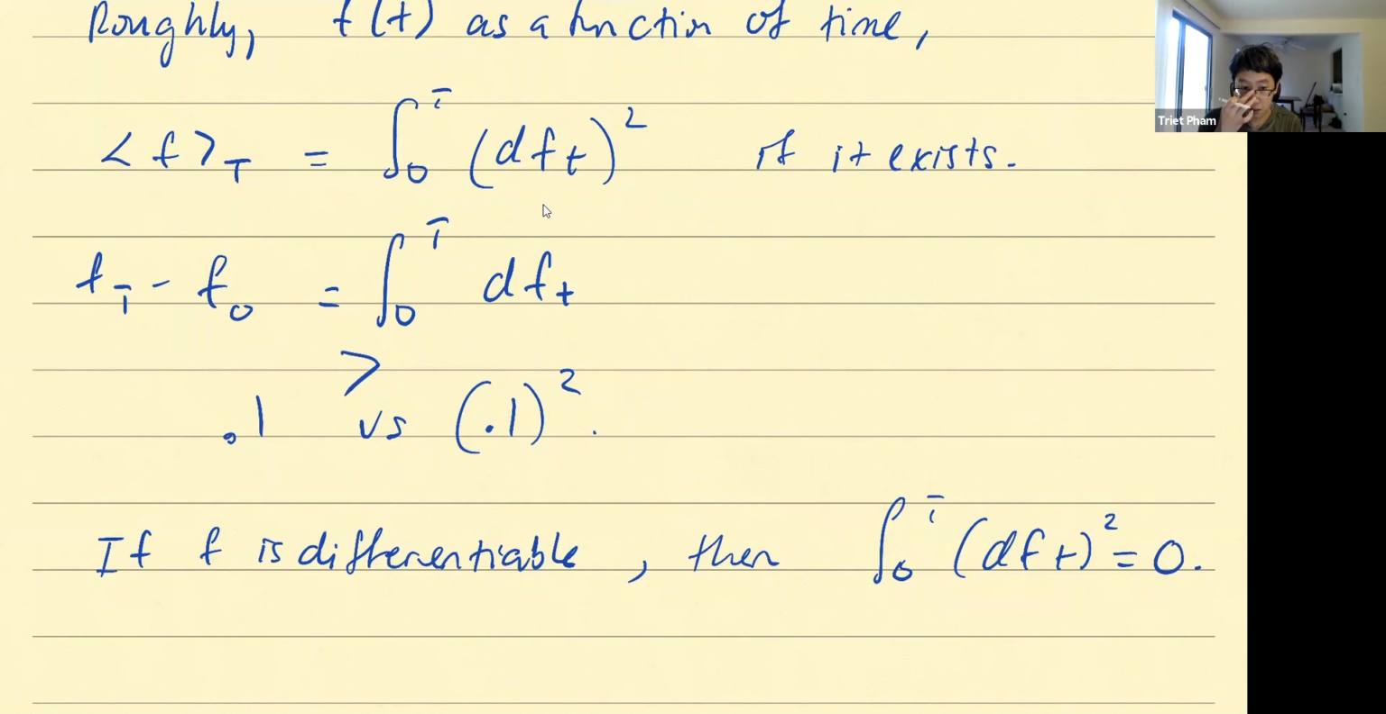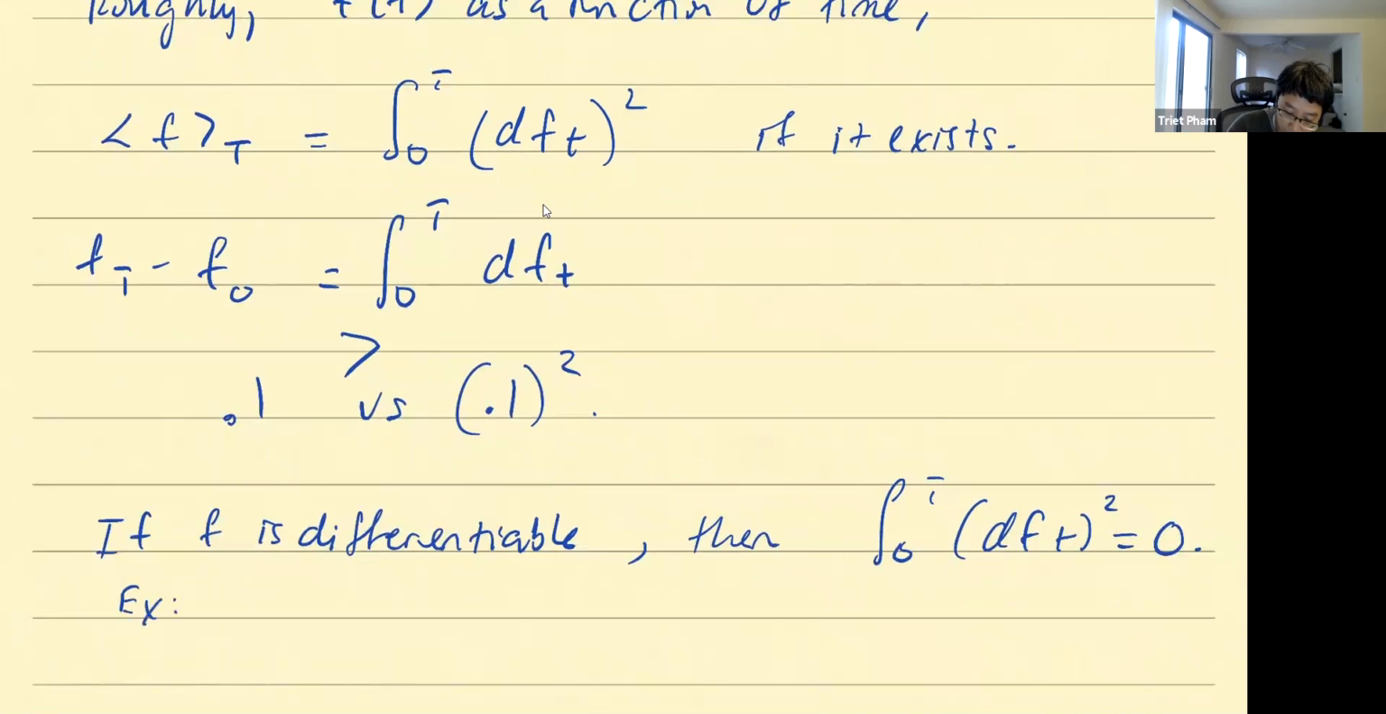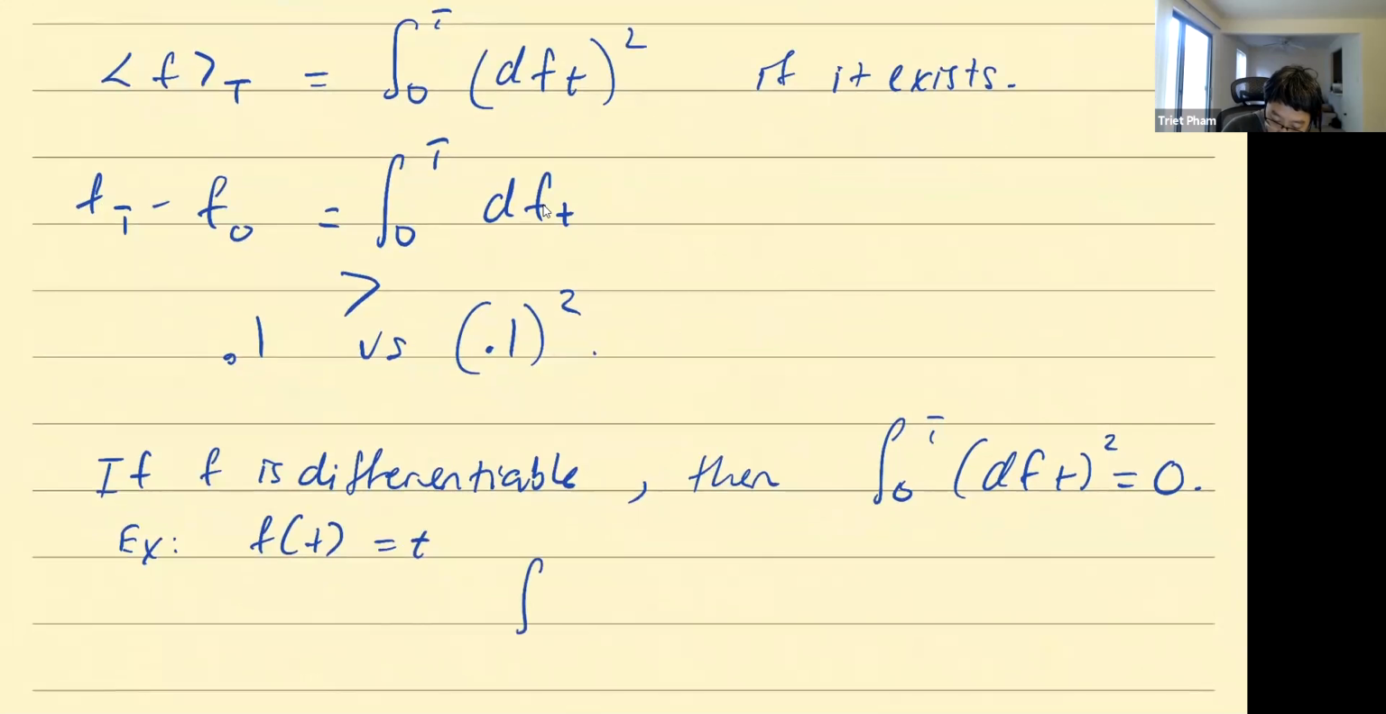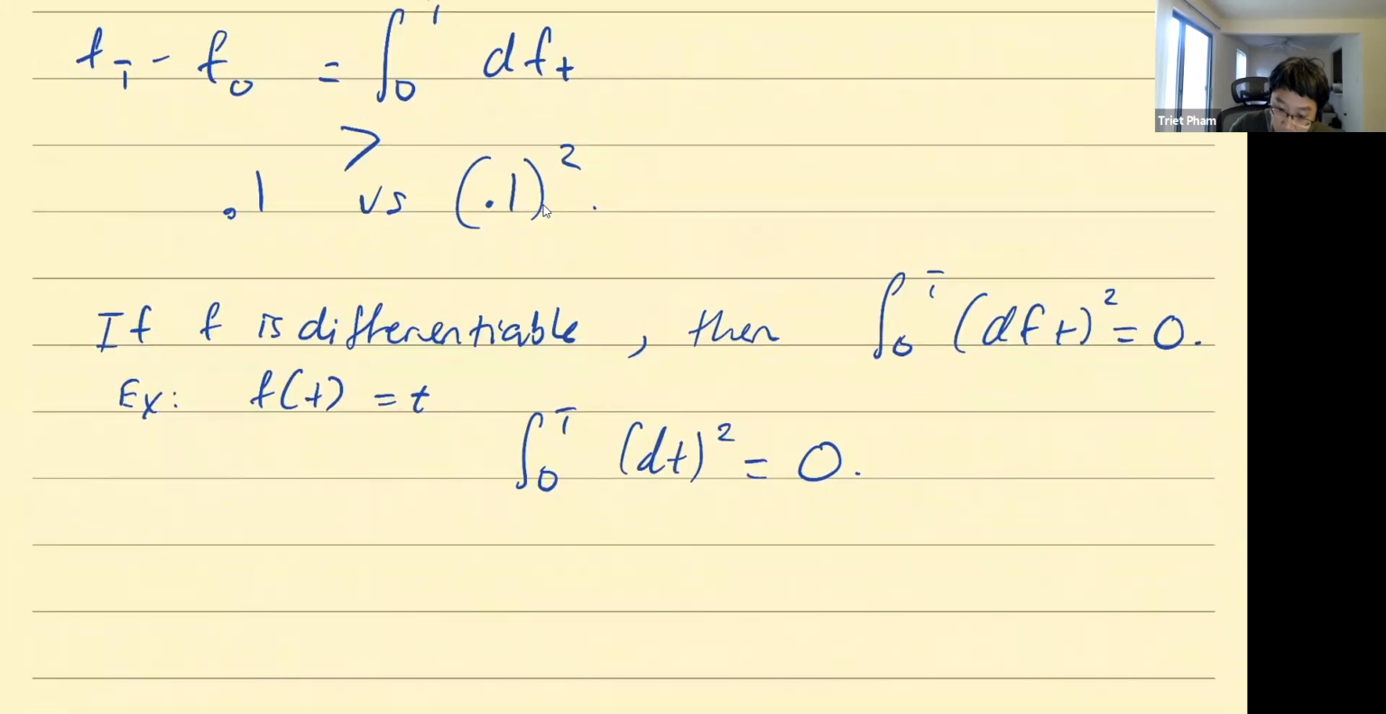Now you might be surprised at this, because how can you add things squared and get 0? Well, it's not surprising, again, because of the limit going on. So let me give you an example. Let's say that f of t is just t. This is the simplest thing possible, and I claim that the quadratic variation is 0. Why is this true?